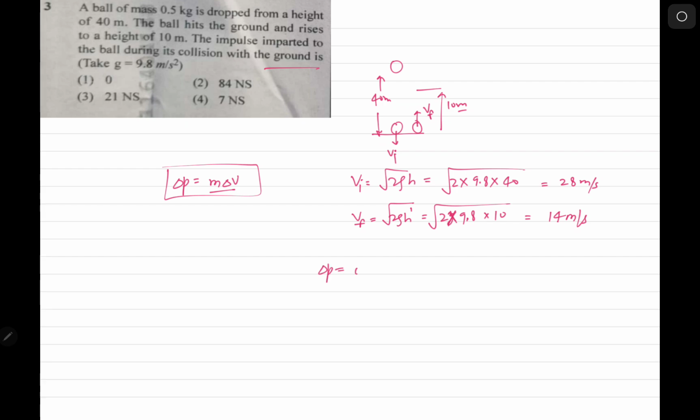So mass is 0.5 kg into the change in momentum, so change in velocity is 14 minus 28. So it is 1 by 2 into minus 14, so it's coming as minus 7 Newton second. Negative is coming because of its direction only, but anyway we need to find the magnitude here, so option 4 is the answer. Okay, let's move to the next question.